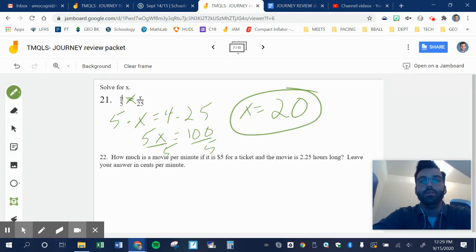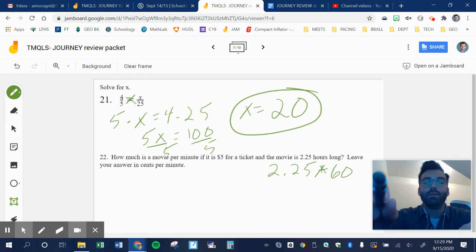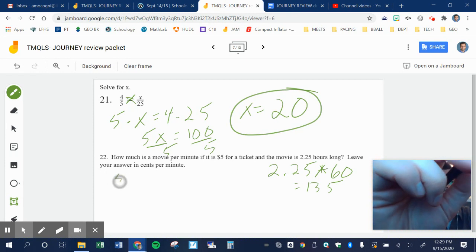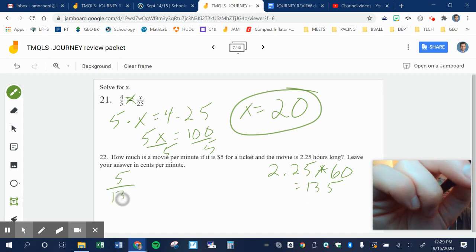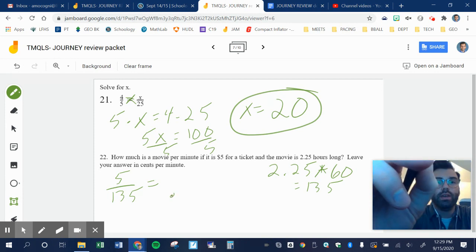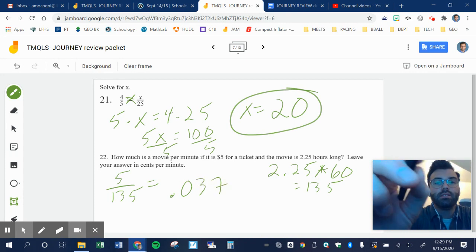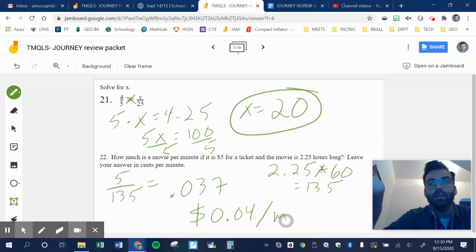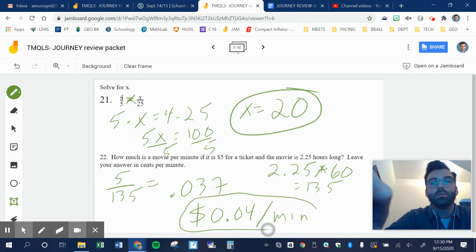How many minutes is 2.25 hours? I'm going to do 2.25 times 60. Because we care about the price per minute, that ends up getting 135. So I would do 5 divided by 135. That's 0.037, so it's about 0.04 per minute. 4 cents a minute.